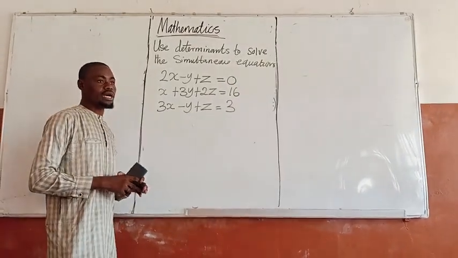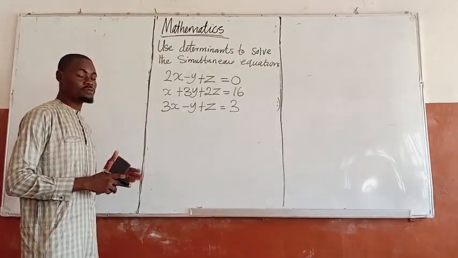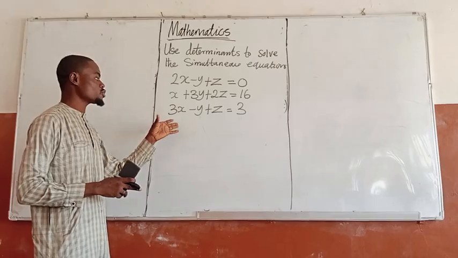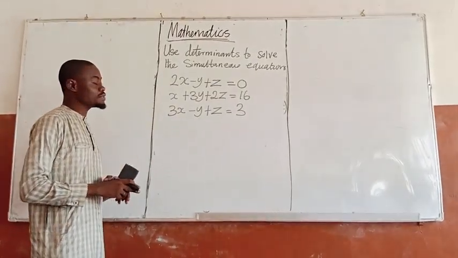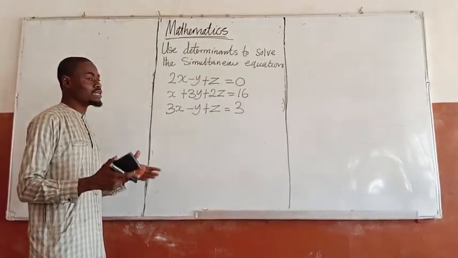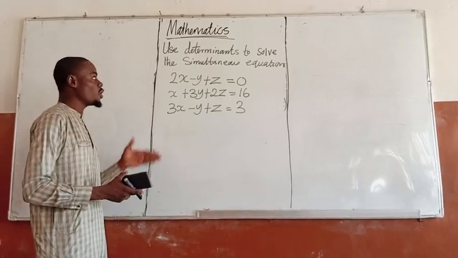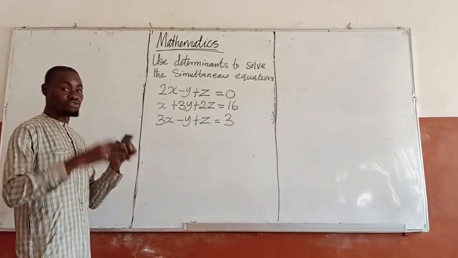Evening. We are still on matrices and determinants. Today we are going to use the determinant methods to solve for x, y, z in this simultaneous equation. This determinant method is also called Cramer's rule. You may see it in the question, say use Cramer's rule to solve this equation, or use the determinant method. And we have to write this one in matrices form.